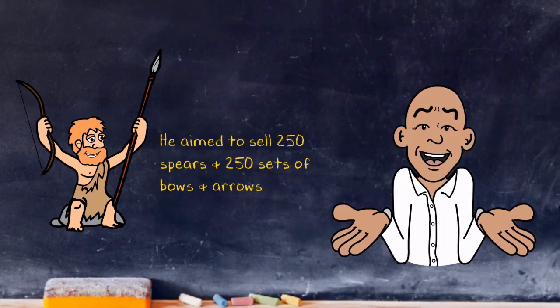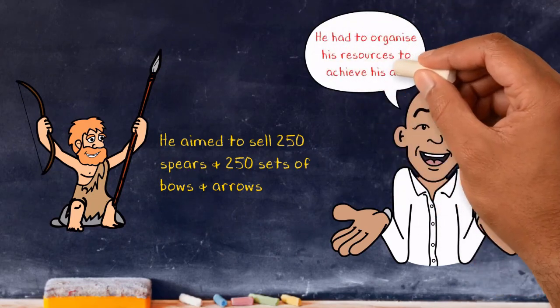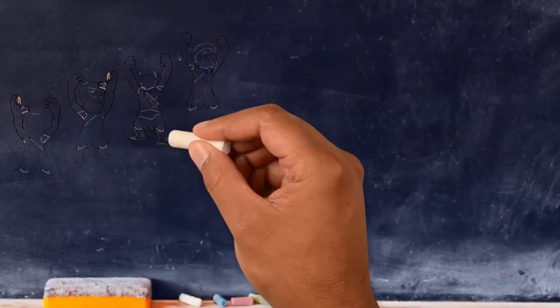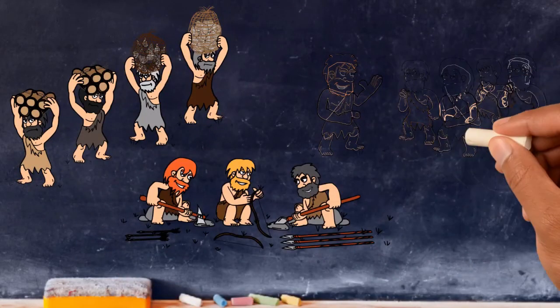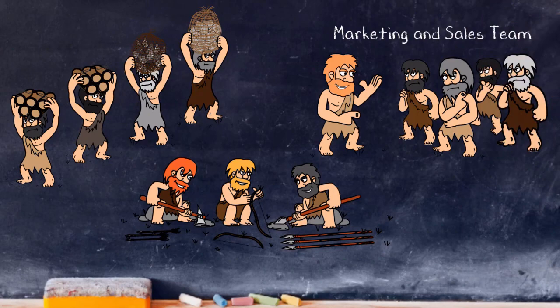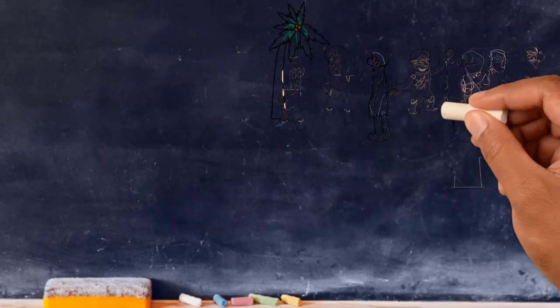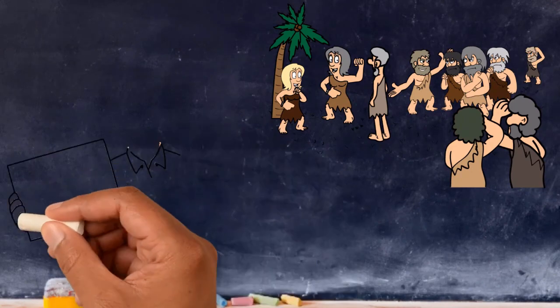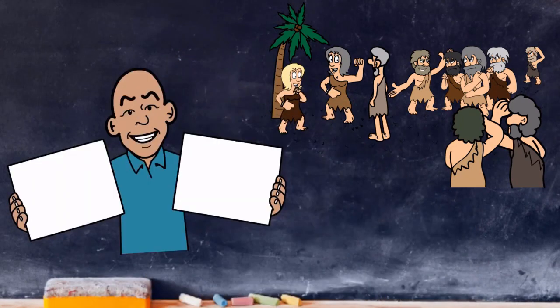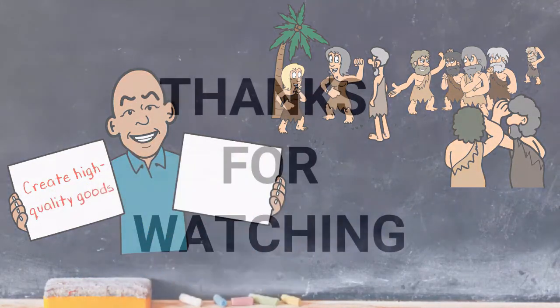How could he do that? He had to organise his resources to achieve his aim. He employed people to collect the raw material, he trained workers to make the tools, and he hired a marketing and sales team to travel. Obviously, they had to walk in those days around local villages and drum up business. Strategic management meant that he had enough material to create high quality goods and he had a market.